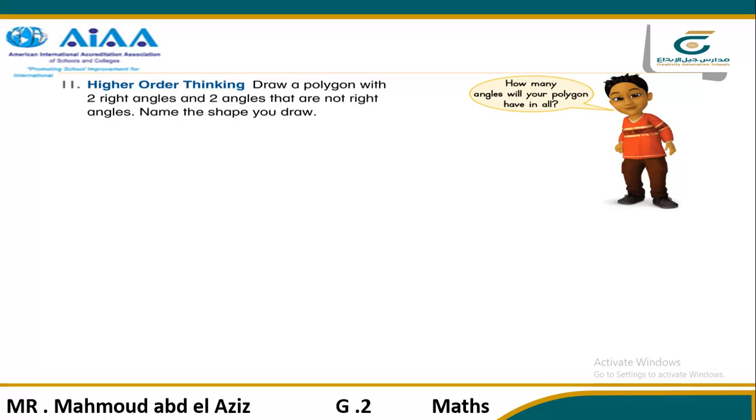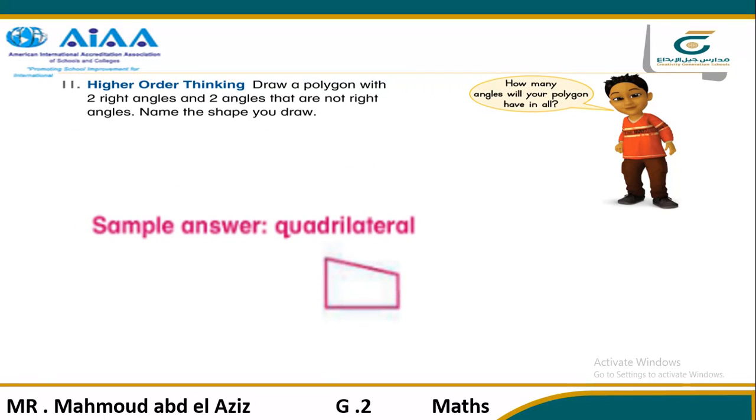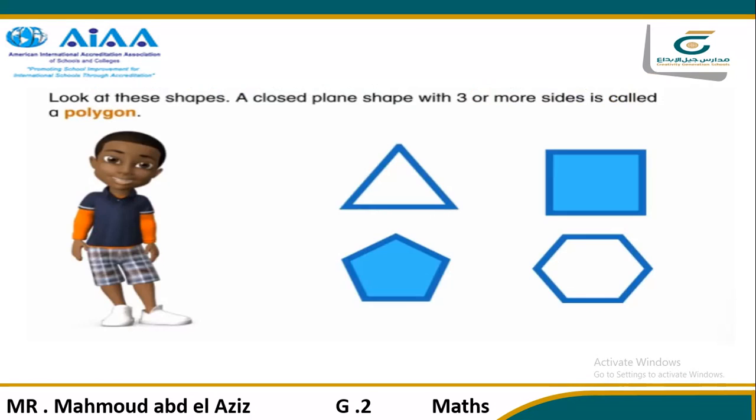So we have here 4 angles. 2 of them are right angles, and the other 2 angles are not right angles. So it's what? Excellent. It's quadrilateral. Quadrilateral. And you will draw a shape like this with 4 sides and 4 angles. 2 of them are right angles. Listen to this video carefully.